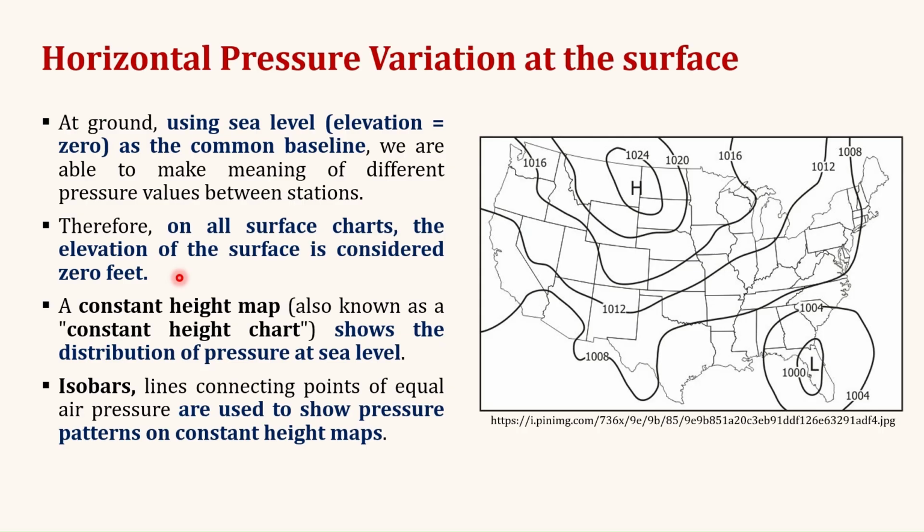Maps prepared from the corrected and calibrated value of the atmospheric pressure are referred to as the constant height map or constant height chart, and these show the distribution of pressure at the sea level. And the isobars, that are the lines connecting the points of equal pressure, are used to show the pressure patterns on the constant height maps.